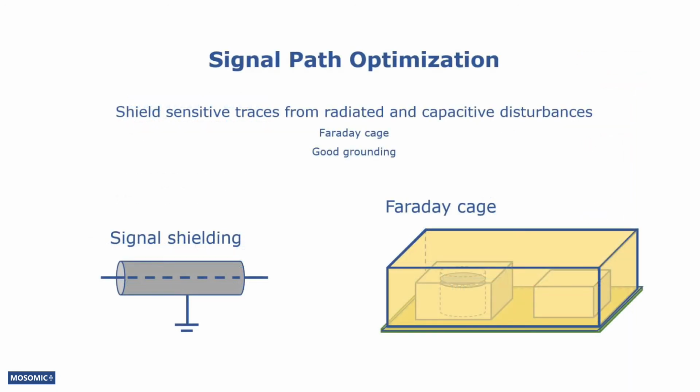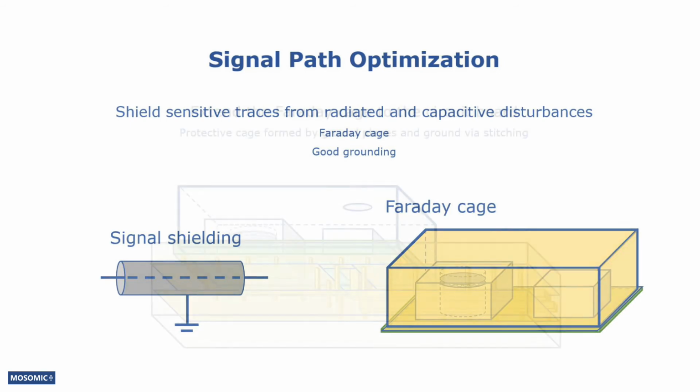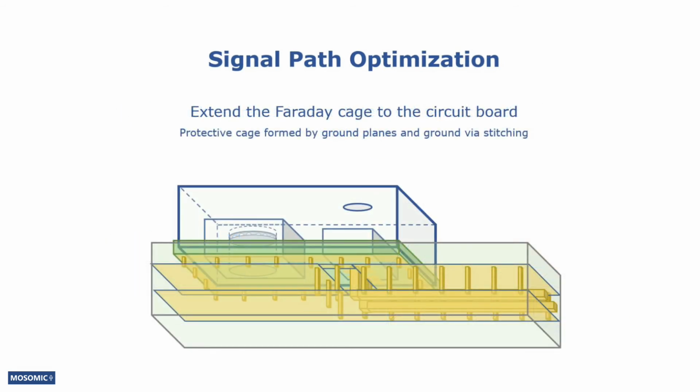Another way to protect microphone signals is to shield sensitive traces from electromagnetic radiation and from capacitive conduction from other signal lines. First of all, the microphone package should be a Faraday cage to shield the sound sensor and the microphone signals from electromagnetic disturbances. The protective Faraday cage can be extended to the device circuit board. I'll talk about this in more detail in episode 20.